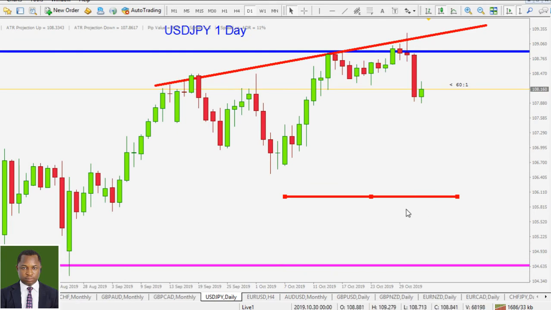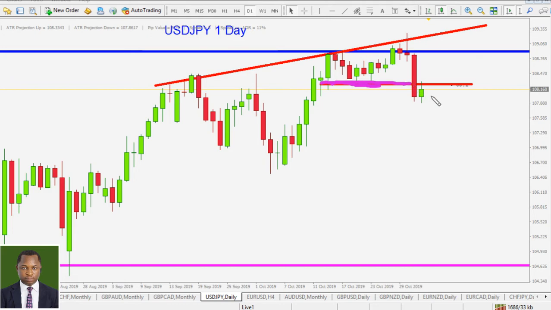Just zoom in again, take that level. Okay, take that level. You will see that that level there that acted as support got broken with that momentum bar. Okay, got broken with that momentum bar, and immediately after that, what do we get? A congestion candle. All right, so eventually we are having a breakout, congestion, and a possible continuation move.